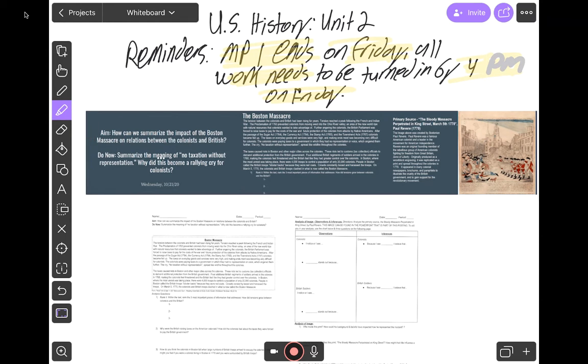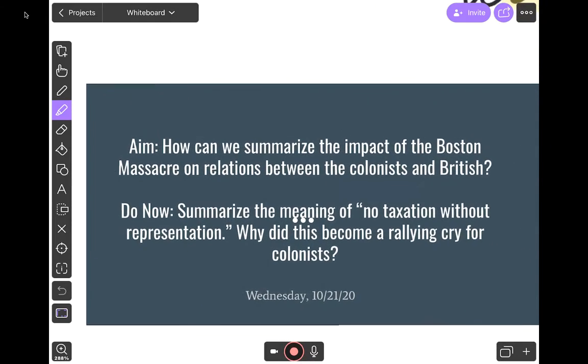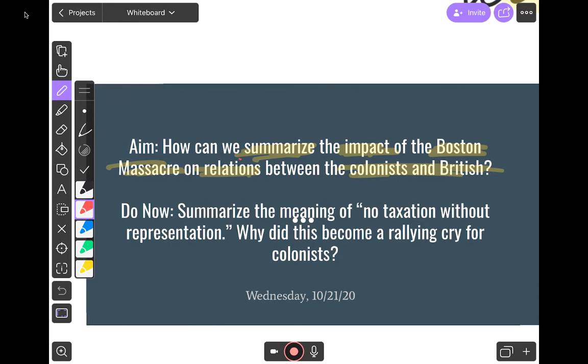So moving into our activity for today. All right, so our aim says, how can we summarize the impact of the Boston Massacre on relations between the colonists and the British? So similar to what we've been focusing on in this whole unit, we're trying to figure out how an event, the Boston Massacre, is impacting the relations between the colonists and the British.